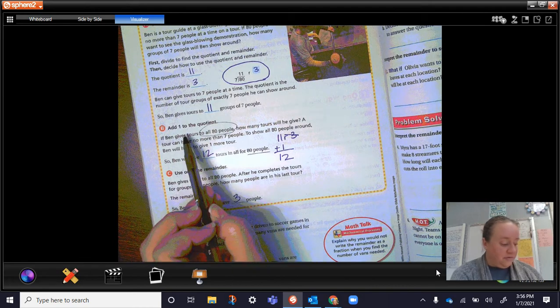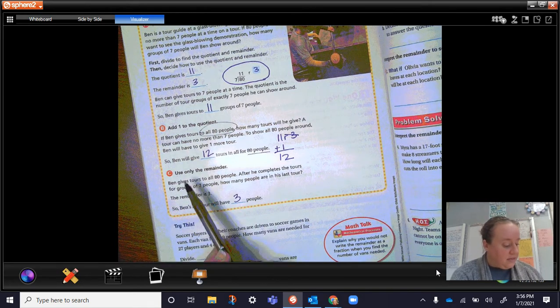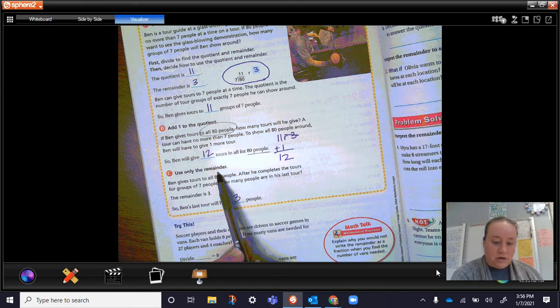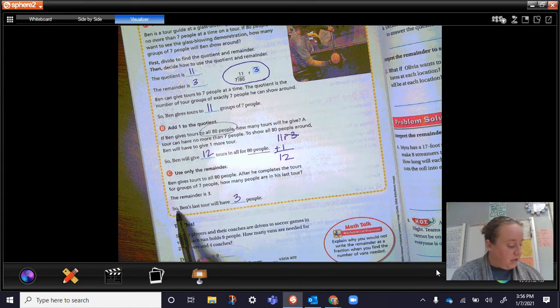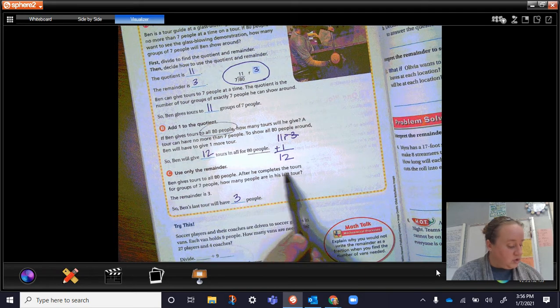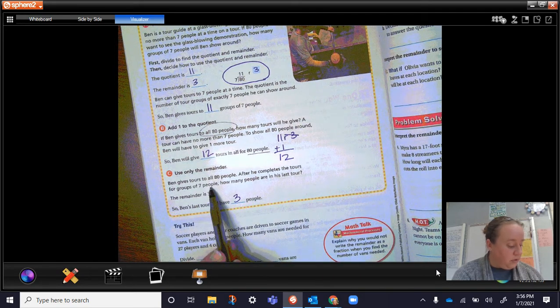So that's an example of adding 1 to the quotient. And then sometimes you use just the remainder. Here he's doing the tours for everybody, all the tours for 7 people in the group, and then it says the remainder is 3. So Ben's last tour will only have those 3 people.